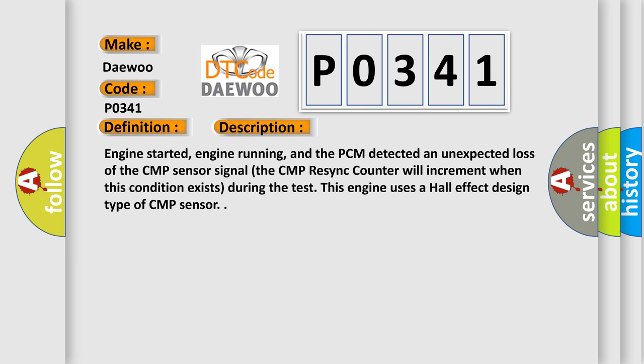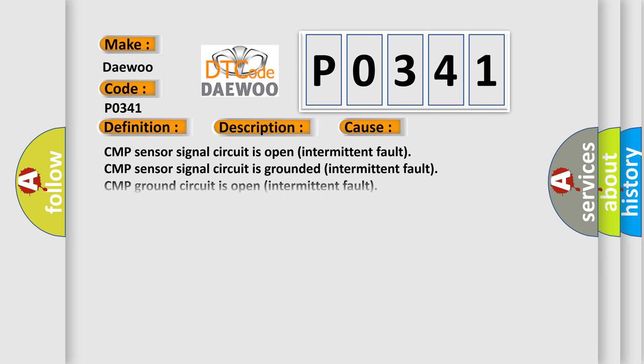This engine uses a Hall effect design type of CMP sensor. This diagnostic error occurs most often in these cases: CMP sensor signal circuit is open, intermittent fault. CMP sensor signal circuit is grounded, intermittent fault. CMP ground circuit is open, intermittent fault. CMP sensor is damaged or has failed.